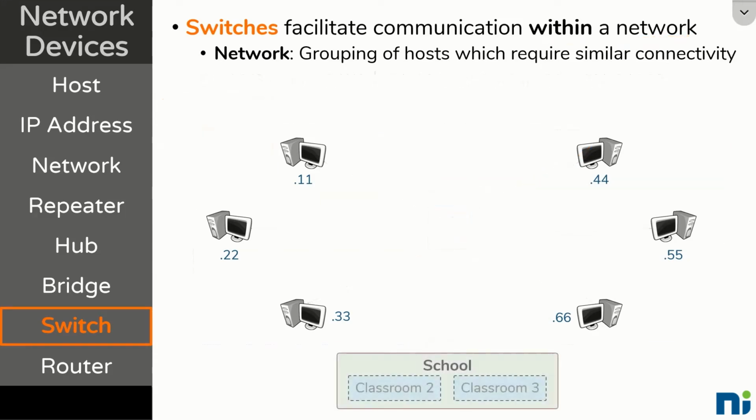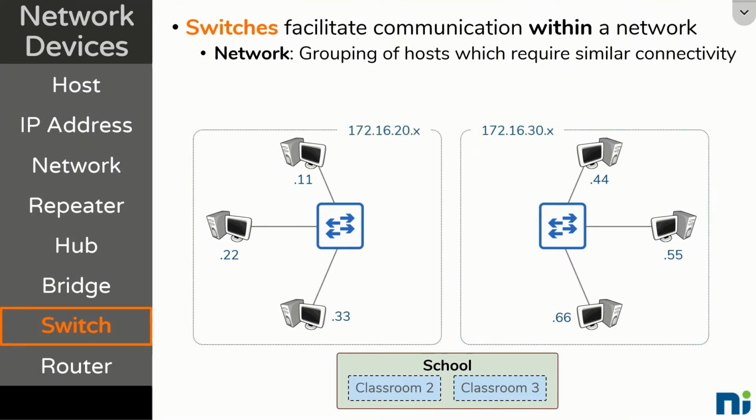Now, let's go back to that example of the school network. We said that the school likely has many different classrooms, and each of those classrooms belong to their own network, which means this would be a more accurate representation of the school network. We would have classroom 2 owning that IP space and classroom 3 owning that IP space. Now, the reason you might want to separate these two sets of devices into their own network is because they might have different connectivity requirements.